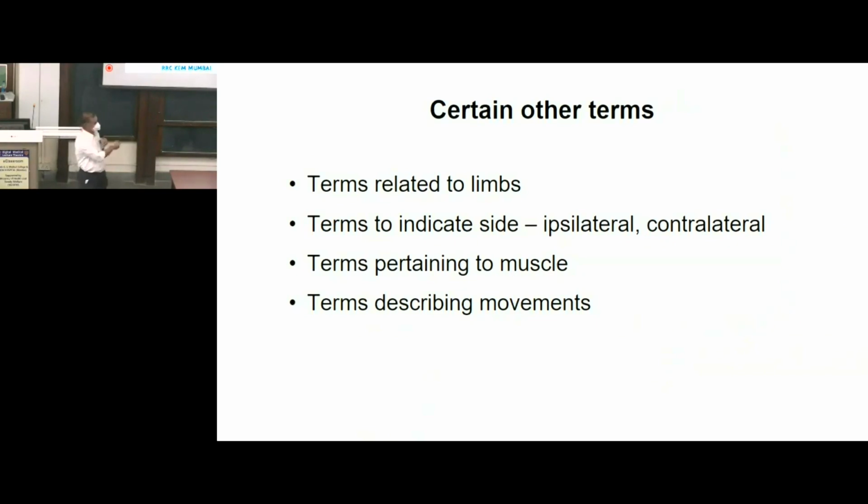Term to indicate side is, side means lateral. Same side is ipsilateral. And opposite side is contralateral. Contralateral. Got it?